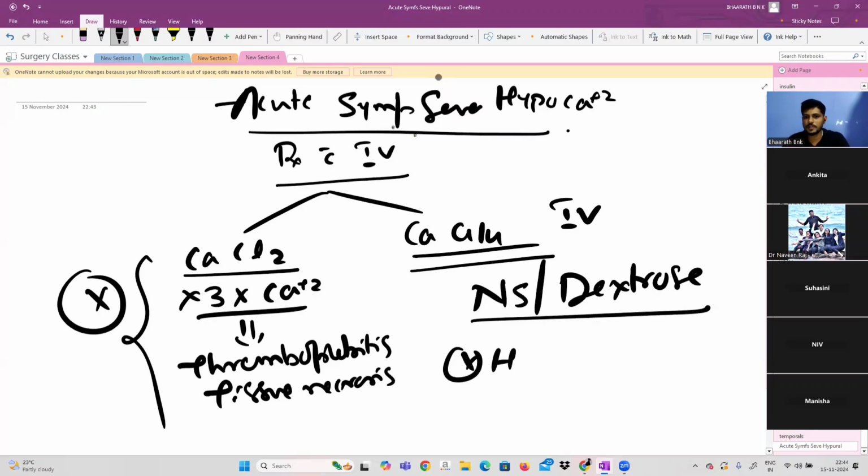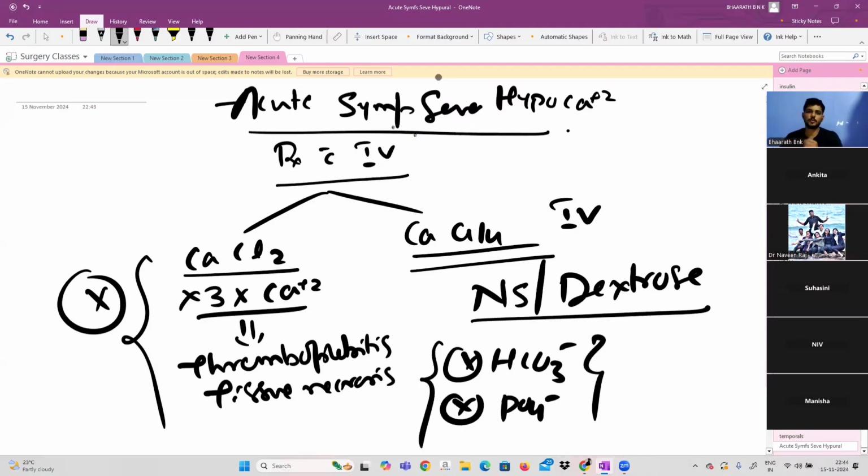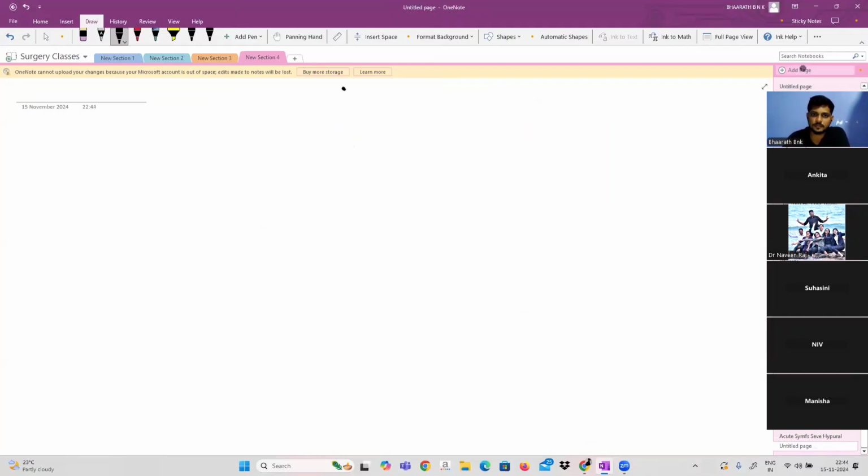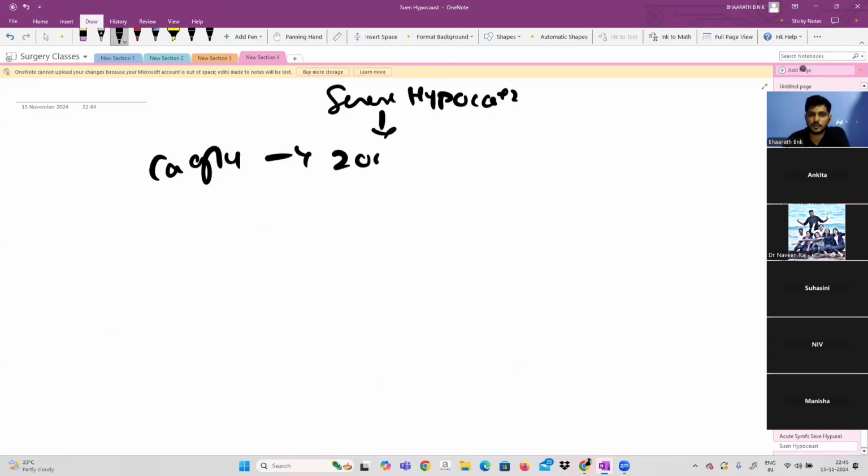Do not give it in the fluids that contain bicarbonate or the phosphate like RL, right? Do not ever give it in RL because it forms calcium carbonate and calcium phosphate and it precipitates. So there is no use of it. What we need is a elemental calcium. So when you treat this patient who has got severe hypocalcemia, you take calcium gluconate and you give it 200 to 300 milligram of elemental calcium has to be given in 10 minutes, right?